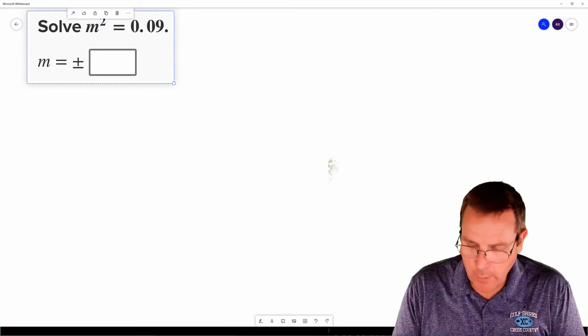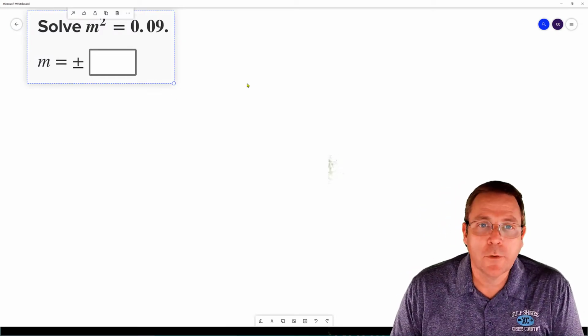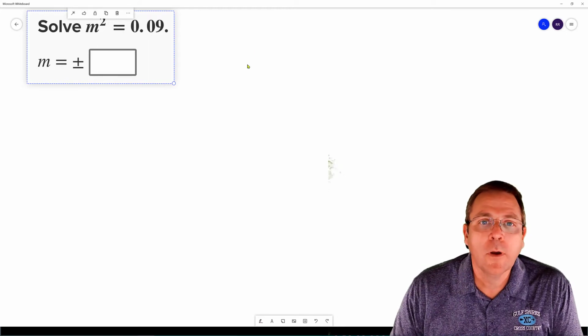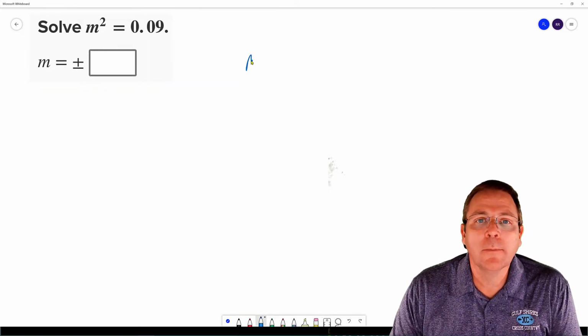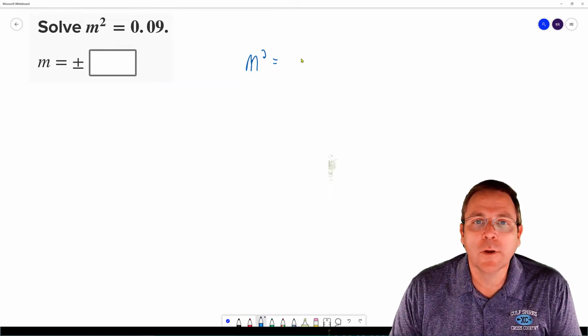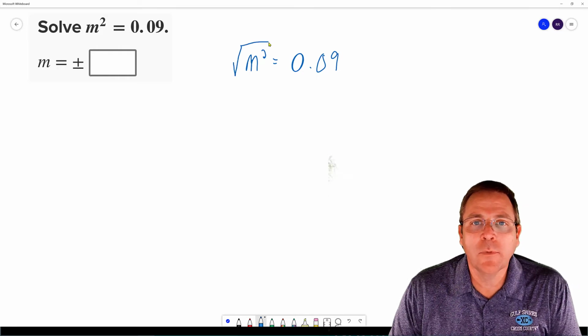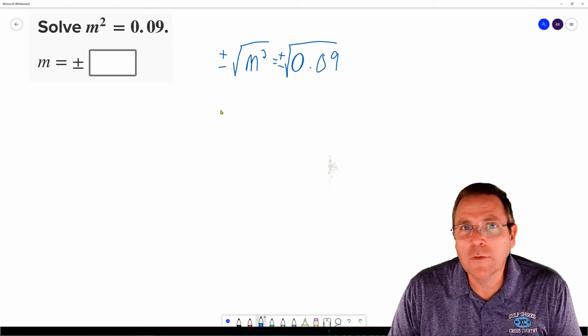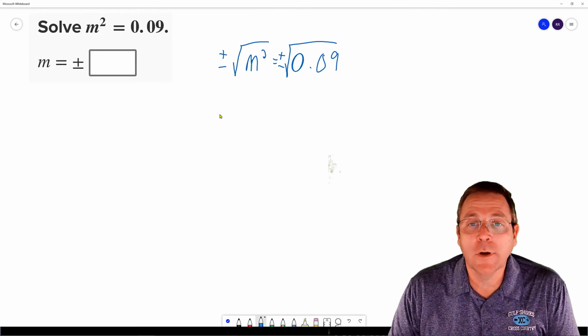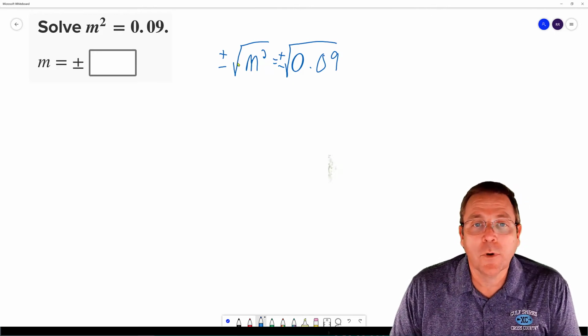Now I'm going to show you how I would show the work on it. I would start off by writing the original problem, which is going to be m squared is equal to 0.09. And then there's no reason to rewrite another line. I'm just going to put my radical on both sides. It's going to look just like that. And of course, they want us to do the plus and the negative. Although there's really no reason to do that on the left, they want us to do it anyhow, so we're going to do it. Now the square root of m squared, that's just going to equal m.